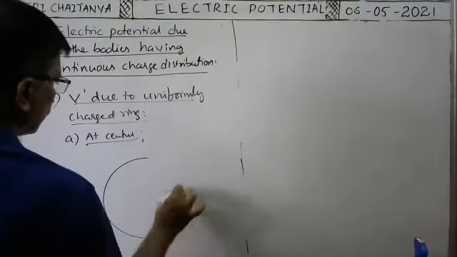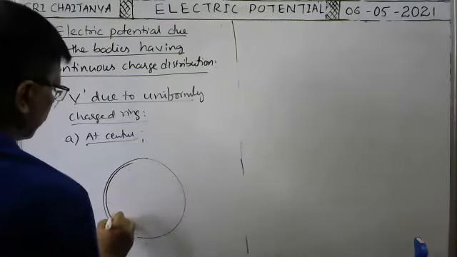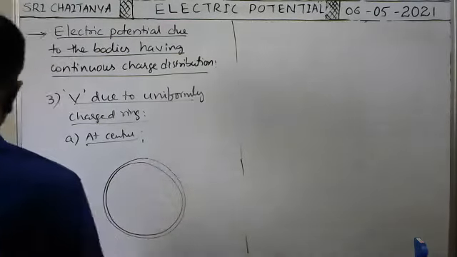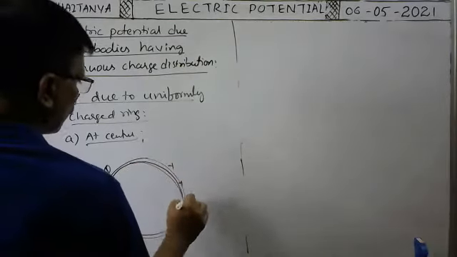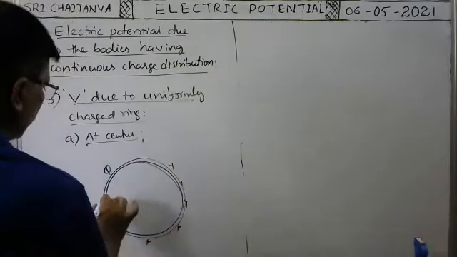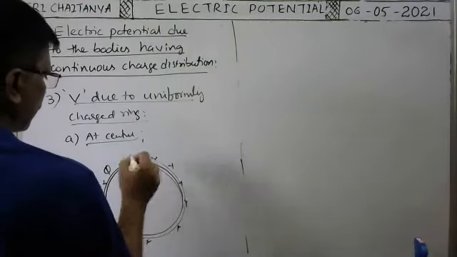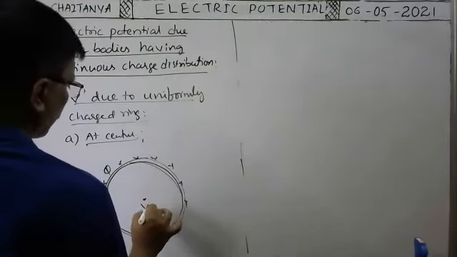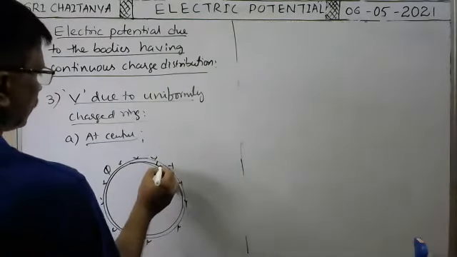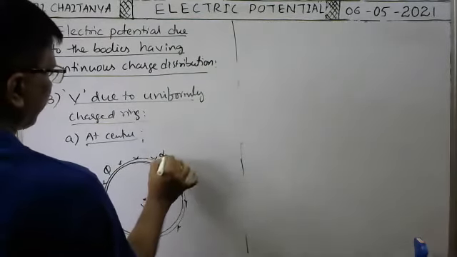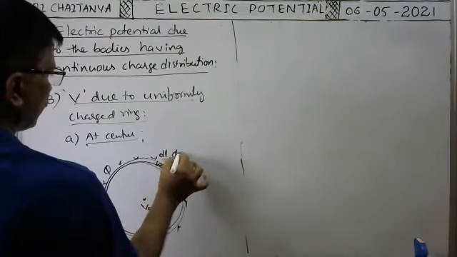You see, this is a uniformly charged ring, which is given a charge, say Q. The charge given to the ring distributes uniformly along its circumference. At the center, what is the potential? You consider a small element here, having length here, and charge dq.